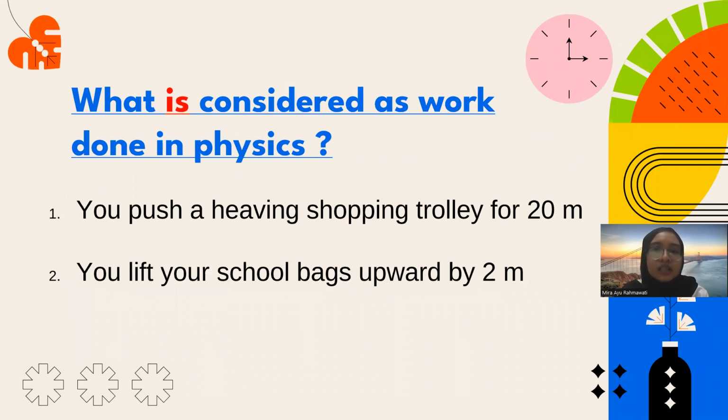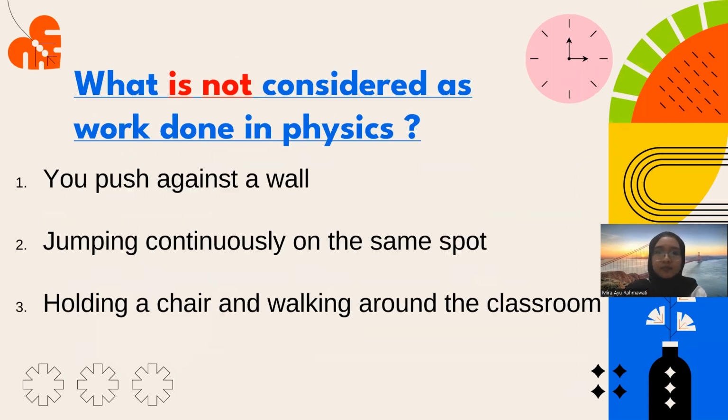What is considered as work done in physics? Number one, you push a heavy shopping trolley for 20 meters. And number two, you lift your school bags upward by 2 meters. Next, what is not considered as work done in physics? Number one, you push against a wall. Number two, jumping continuously on the same spot. And number three, holding a chair and walking around the classroom.